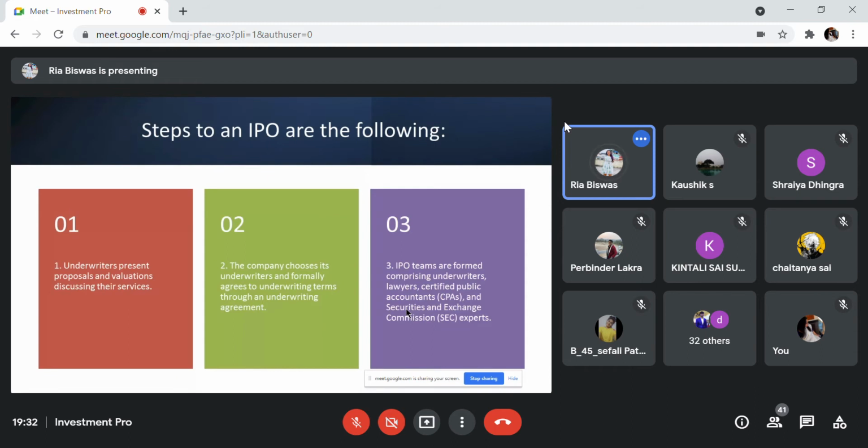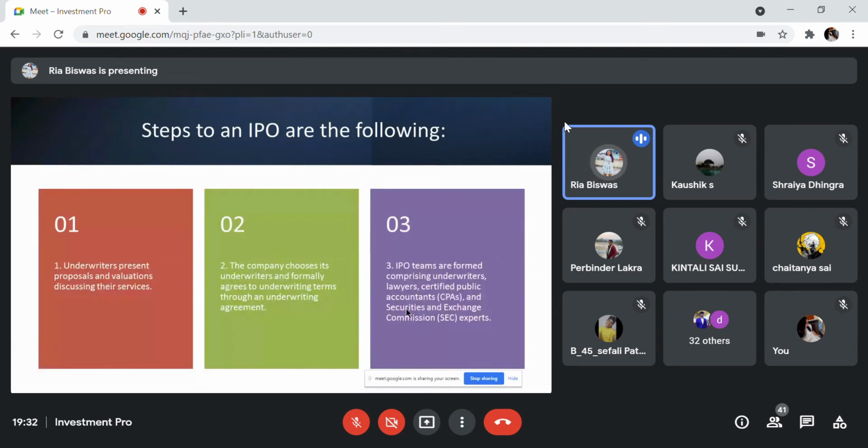Now, while you are going for an IPO, obviously you have to follow a certain process. There is no such thing as, yeah, we'll just go for this and this would make us successful. Obviously, you have to follow some steps or process. After that, the work that you are going to offer would be successful. Okay. First, we have the underwriters presenting proposals.